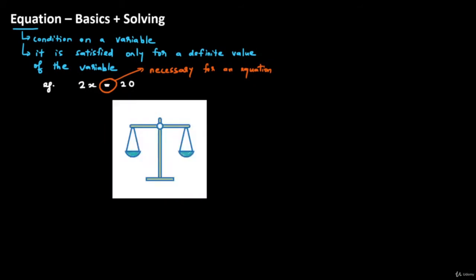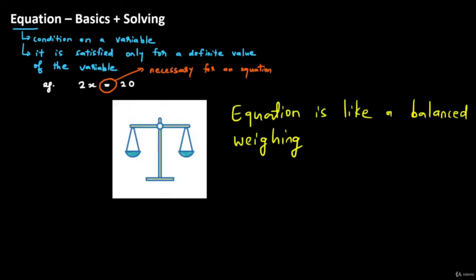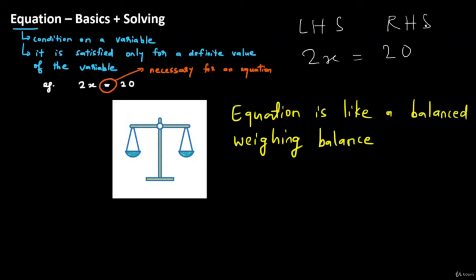Now, an equation is like a balanced weighing balance. All right, so you have a left hand side and you have a right hand side of the equation. So over here we had 2x is equal to 20. So this is called the left hand side, LHS, that is left hand side of the equation, and this is the RHS, that is the right hand side of the equation, and these two are balanced, right? So that's why we have this picturized as a balanced weighing balance.